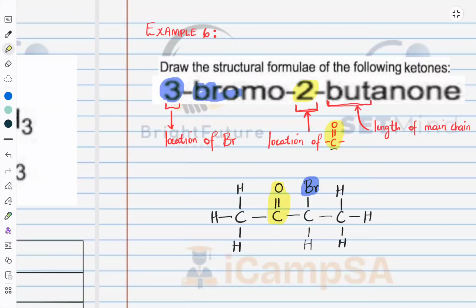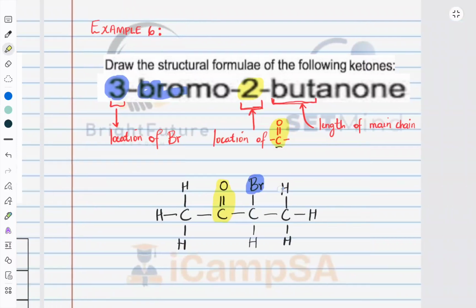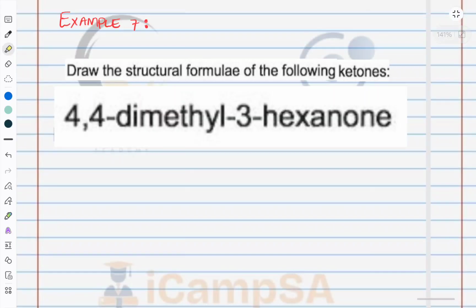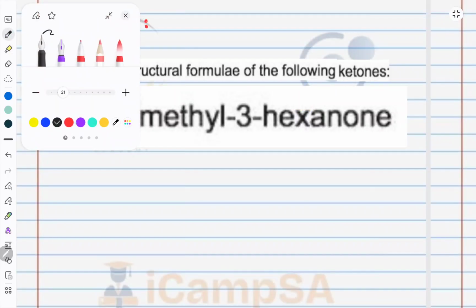Okay, so let's go ahead and do our last example. In our last example, we have this one, 4,4-dimethyl-3-hexanone. You know, if you add a D here, it becomes dione. But so now you have that.